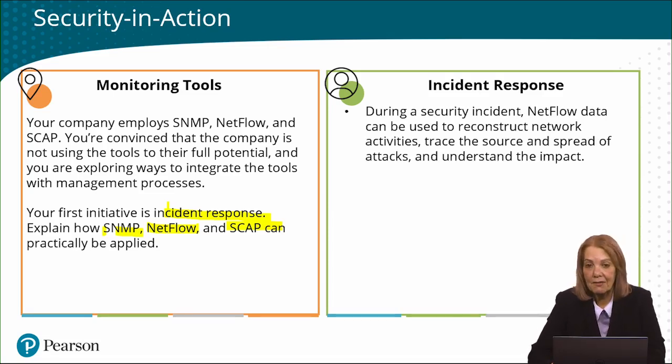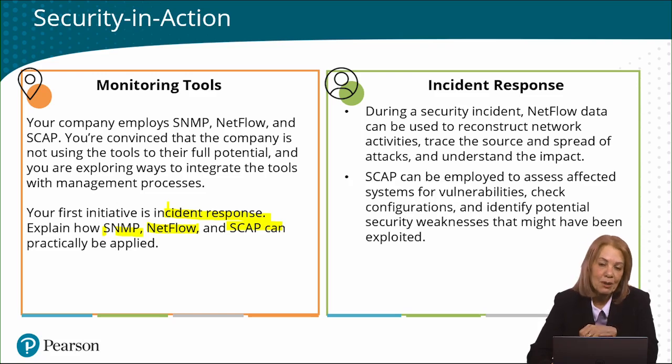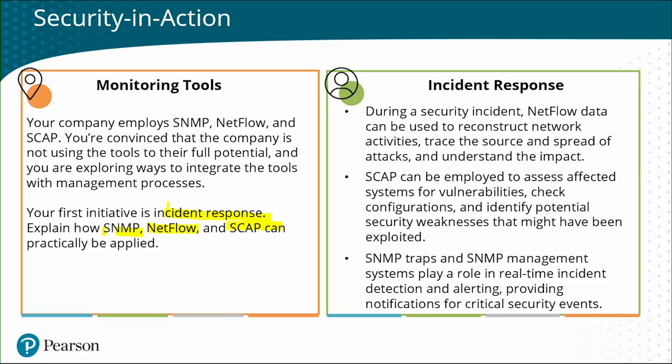Well, during a security incident, NetFlow data can be used to reconstruct network activities, trace the source and the spread of attacks, and understand the impact. SCAP can be employed to assess affected systems for vulnerabilities, check configurations, and identify potential security weaknesses that might have been exploited. And then SNMP traps and SNMP management systems play a role in real-time incident detection and alerting, providing notifications for critical security events. So we've used NetFlow, SCAP, and SNMP. Knowing how to use these tools and protocols individually and collectively, that's security in action.